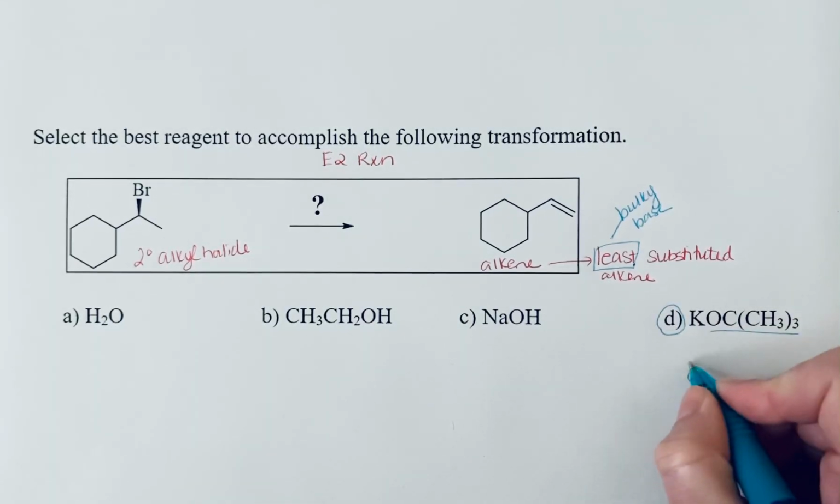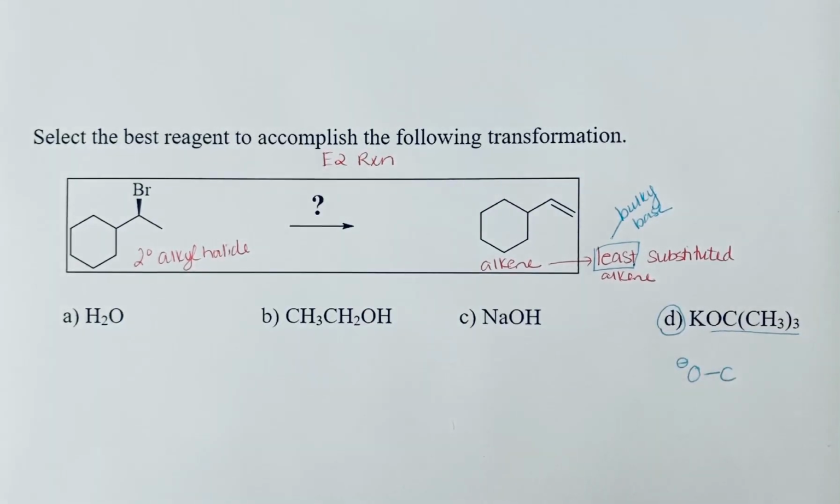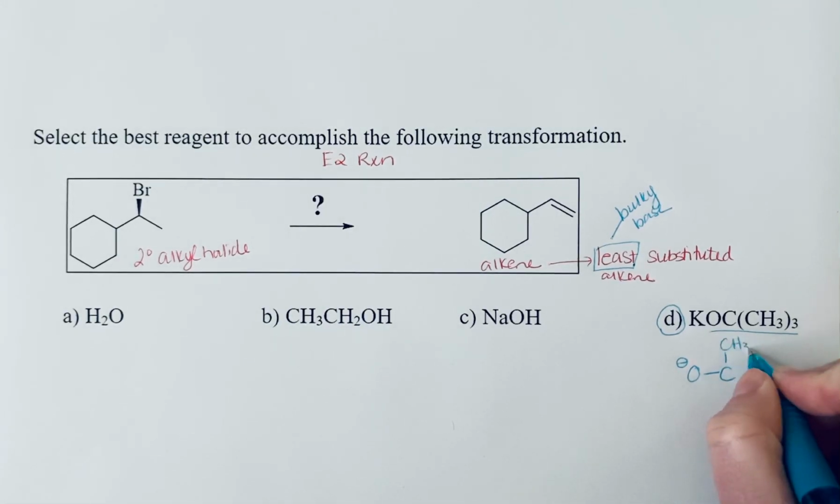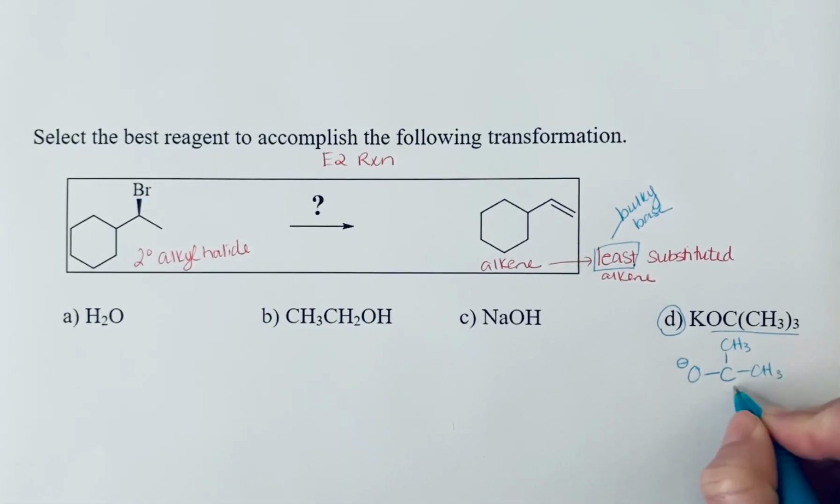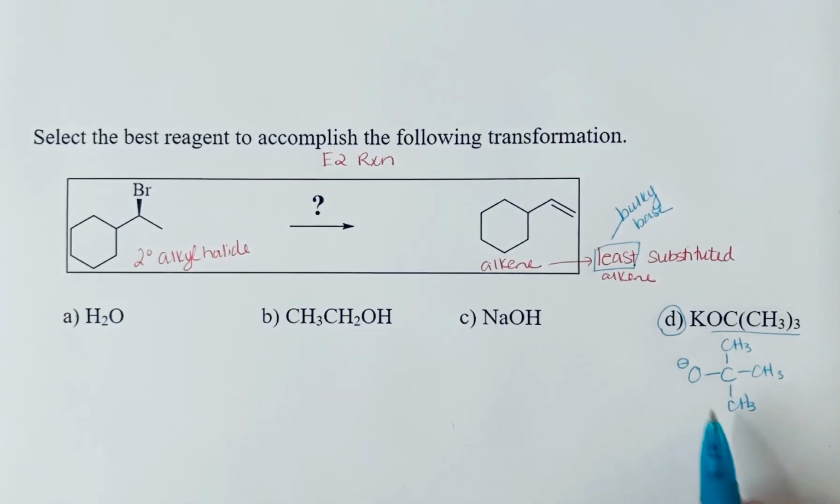And if we want to see what that looks like, we can expand the structure and we can see where we have a lot of steric hindrance on the carbon that has that alkoxide.